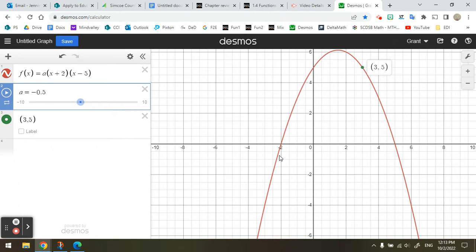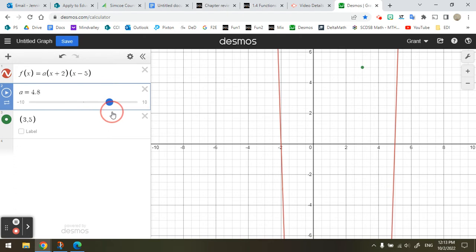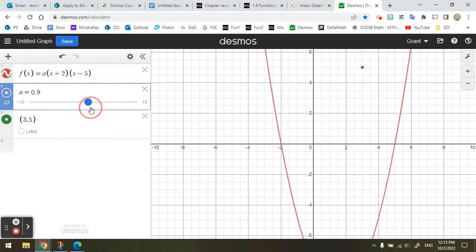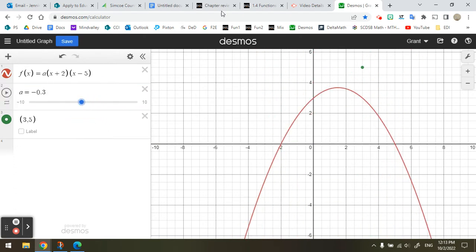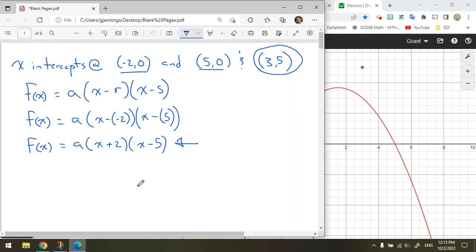All right, and how can we find that algebraically? Because you're not going to have access to Desmos and just be able to play around. See, infinite quadratics. Only one of them goes through that point. So let's take a look at algebraically how we do it. You just substitute this point in and solve for a.